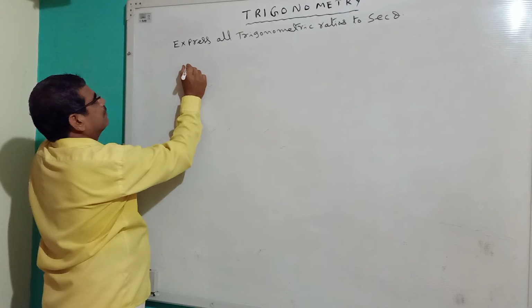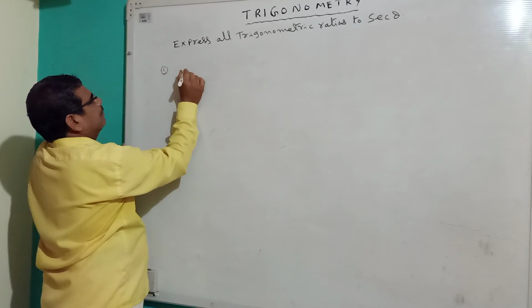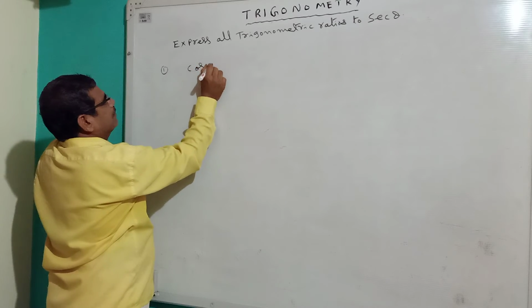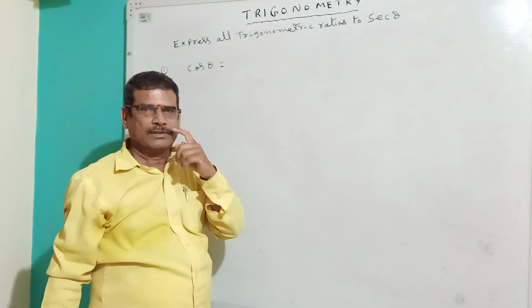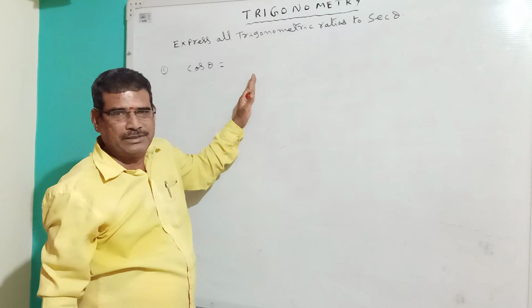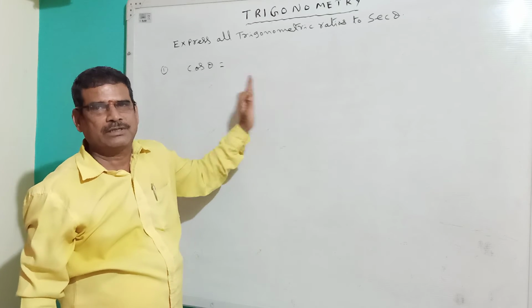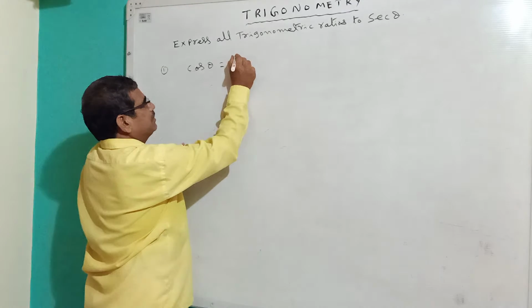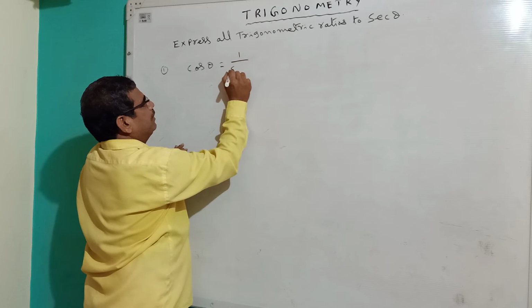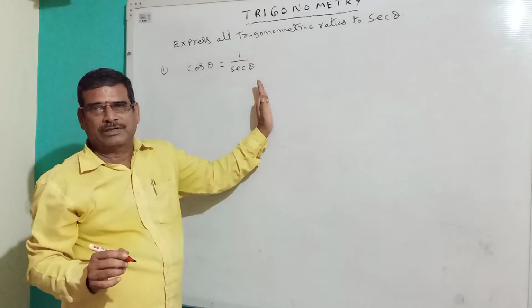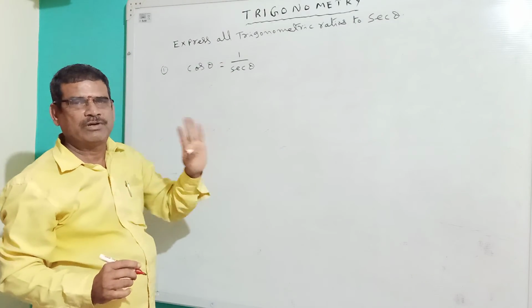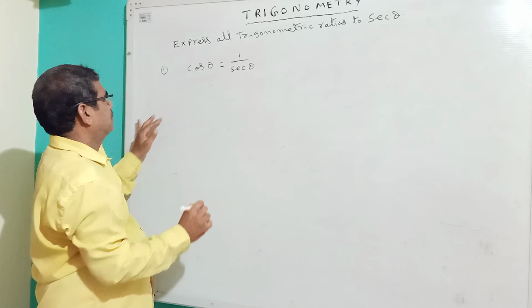First one, cos theta. Is there any relation between cos and secant? Yes. Secant is the inverse of cos. So cos theta is equal to 1 by secant theta. So cos theta I already converted. 1 is over. Remaining 4 are balance.